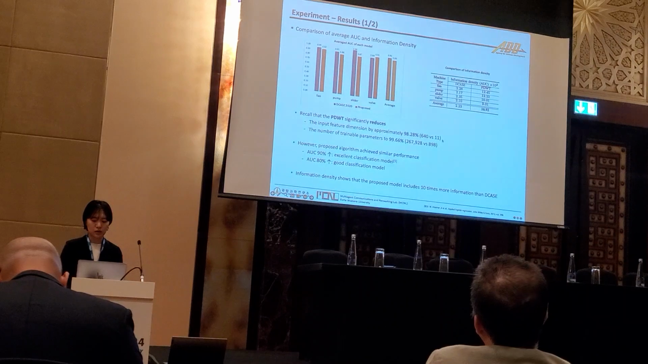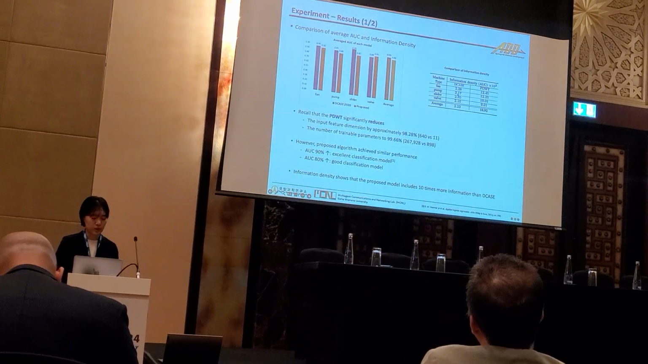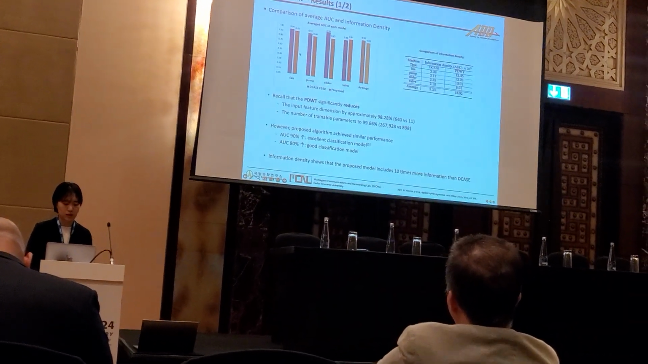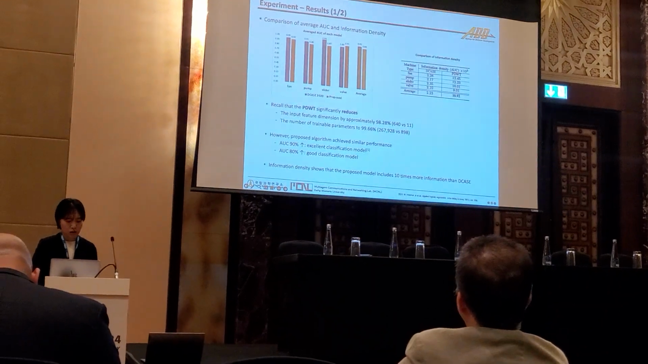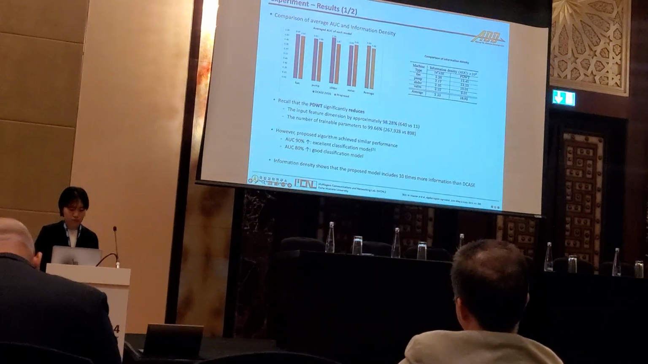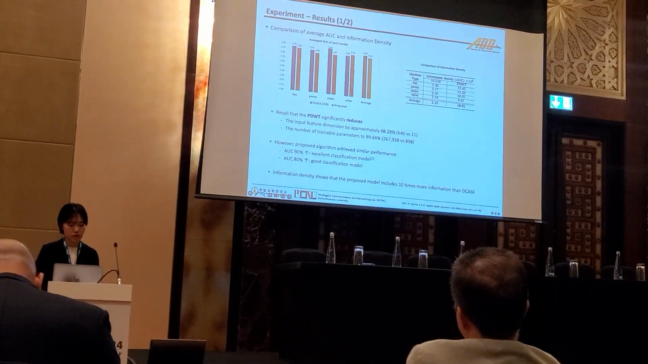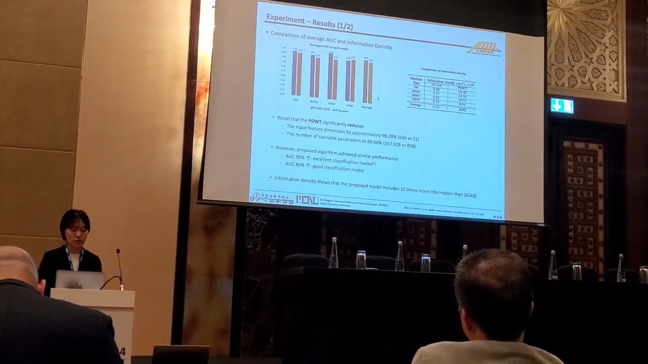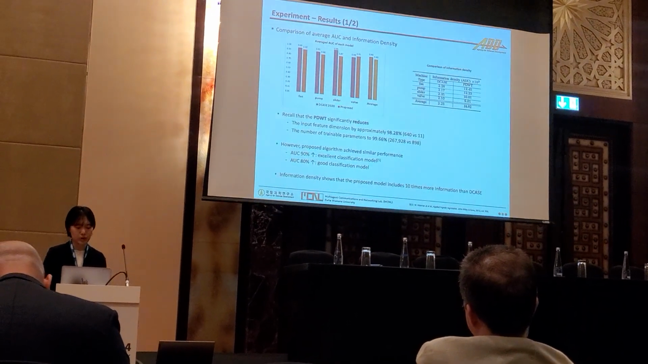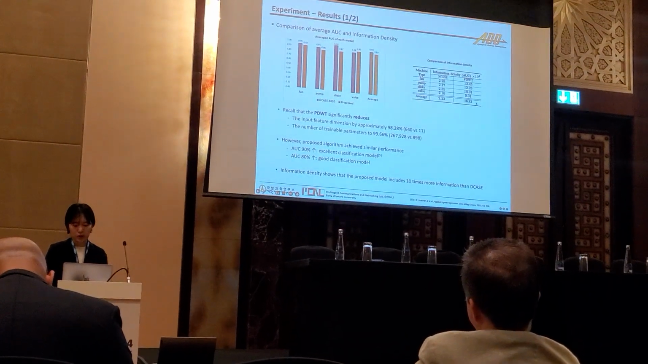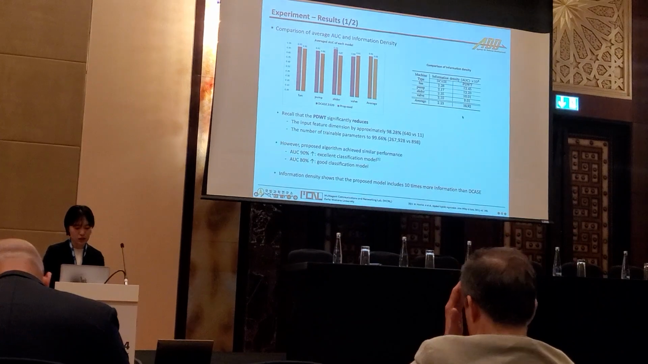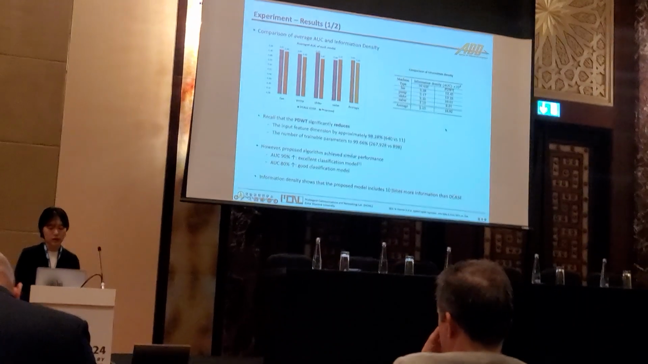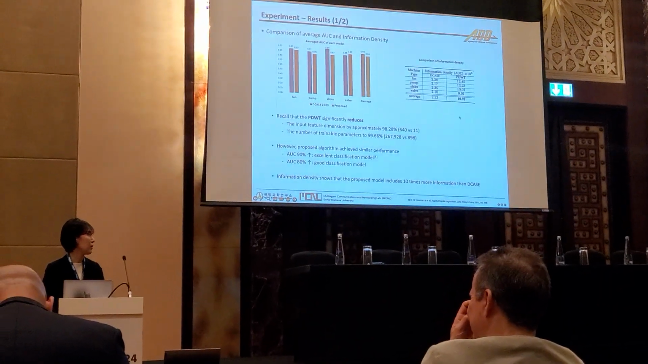Let's see the AUC performance of each model. The orange bar is the proposed model performance. And as you can see, the proposed algorithm achieves similar performance despite significantly reducing the input parameters and the number of trainable parameters. And also, as you can see from the information density, it indicates that the proposed model includes 10 times more information than the comparison model.